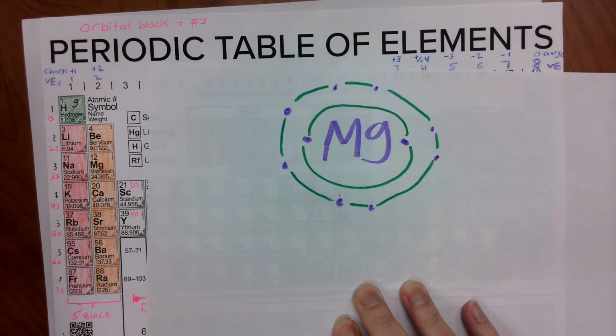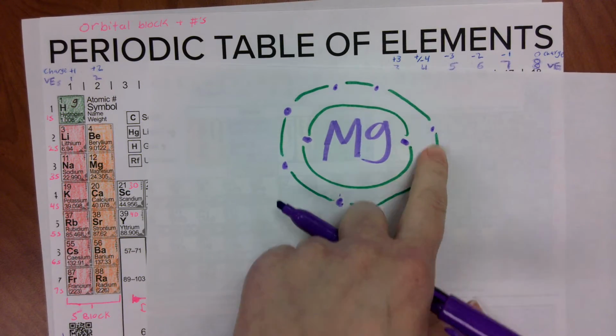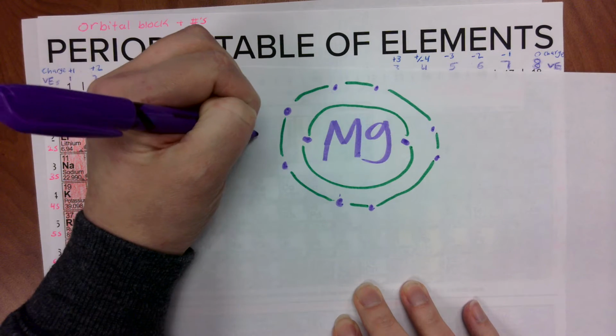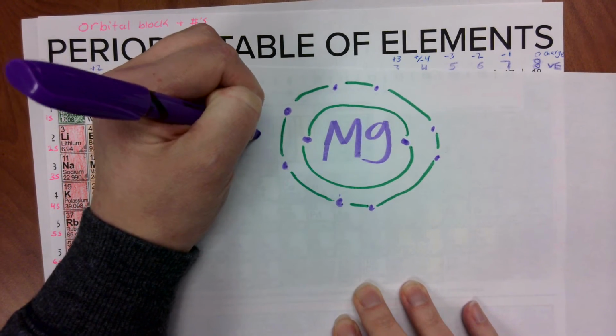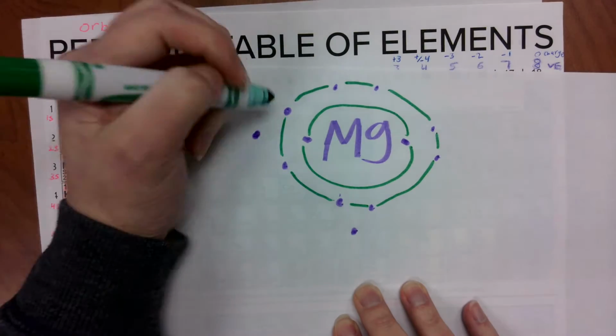And then on its outermost level, because it's supposed to have 12, so 1, 2, 3, 4, 5, 6, 7, 8, 9, 10. Then it has 2 left over in its outermost shell to make 12.